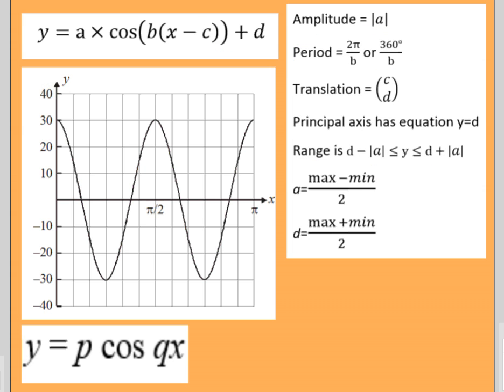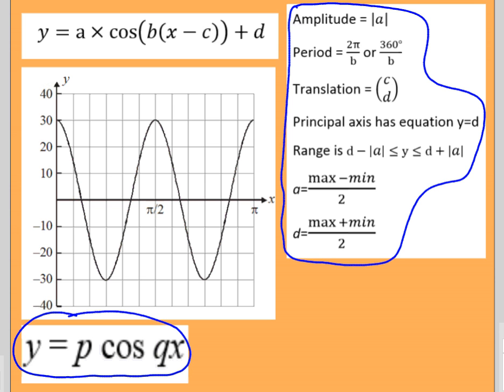Let's do another example. Now this one I've adapted from an exam question, and this is the form we're given. Y equals P cosine QX. So as I said, it takes a little bit of thinking that all these formulas here are in terms of A, B, C, D, but sometimes you may need to operate with other letters. So let's think about, what does P tell us? Well, P is outside the bracket, it's vertical, it corresponds to the amplitude. Okay, and in this graph, we can see the maximum value is 30, and we can see the minimum value is minus 30.